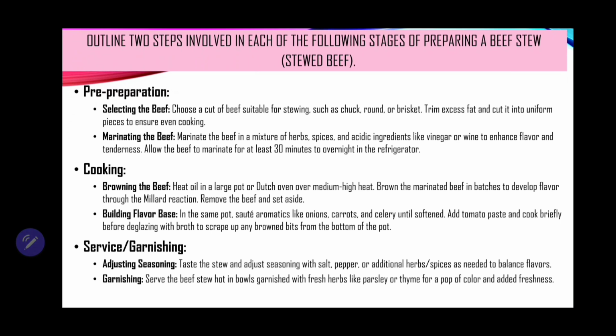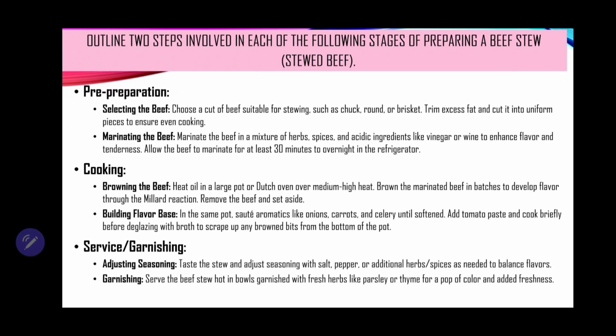Very important. Another step in pre-preparation is marinating the beef, right? So marinate the beef in a mixture of herbs, spices. We may include an acidic ingredient like vinegar to enhance flavor and tenderness. Allow the beef to marinate for at least 30 minutes, or it could be overnight in the refrigerator, right? So that is 2 pre-preparation steps: cleaning the beef, trimming off excess fat, and seasoning it and allowing it to marinate.